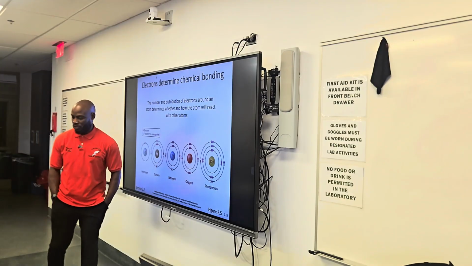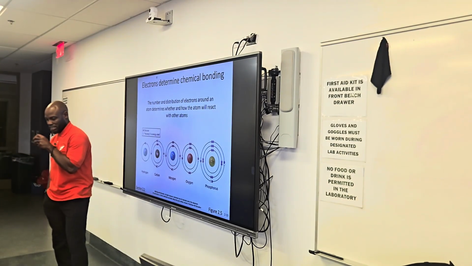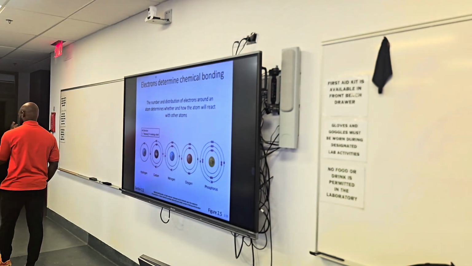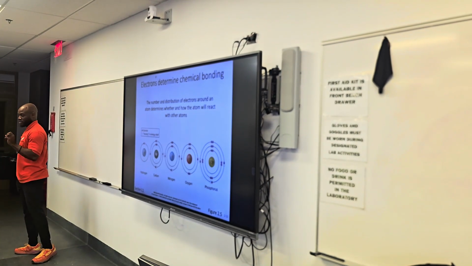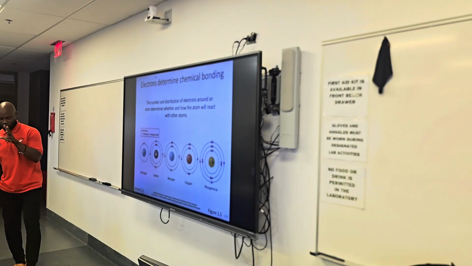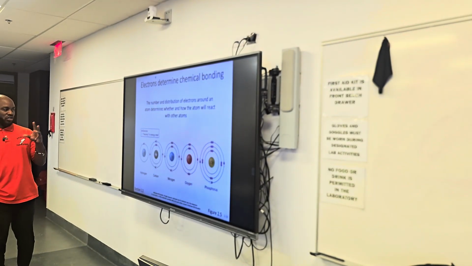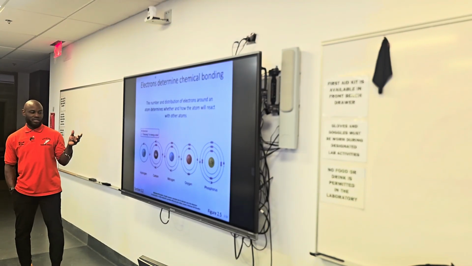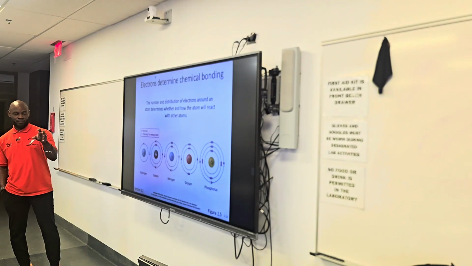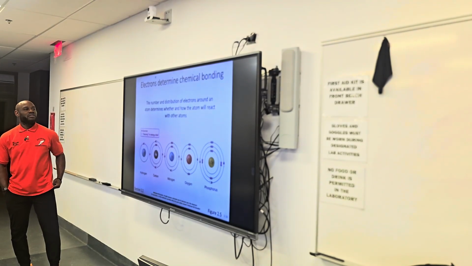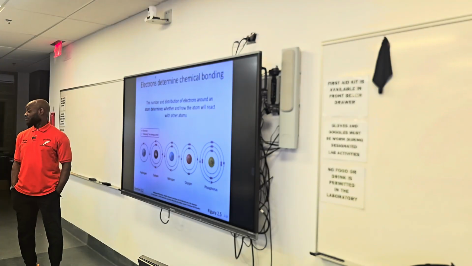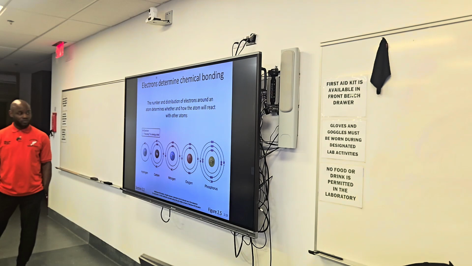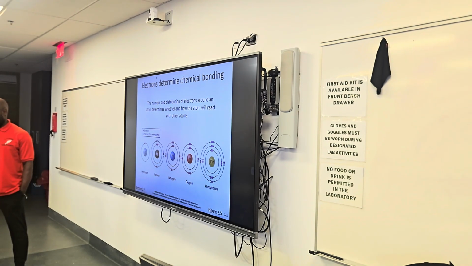Here we have different ways to determine chemical bonding: the number and distribution of electrons around an atom. We talked about protons and neutrons being in the nucleus of the atoms, but then you have electrons spinning around. Remember, protons are positively charged and electrons negatively charged, but it's the electrons that really play a significant role in one atom bonding with another atom.